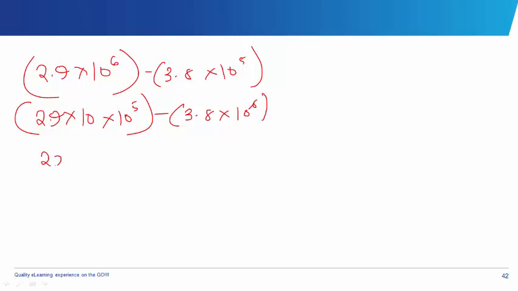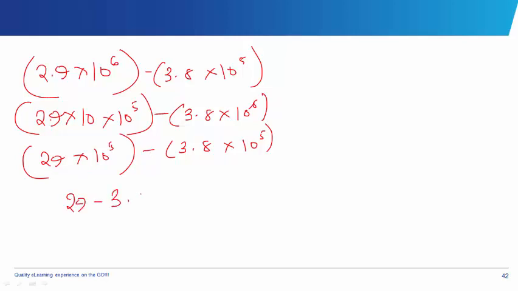So when we multiply this, we'll have 29 times 10 raised to the power 5, then minus 3.8 times 10 raised to the power 5. So factorize. By factorization, I mean you bring out this 10 raised to the power 5 to one side, and the whole numbers to one side. So we'll have 29 minus 3.8. Then the common factor, this 10 raised to the power 5, now comes outside. So when we solve this, we'll have it as 25.2 times 10 raised to the power 5.